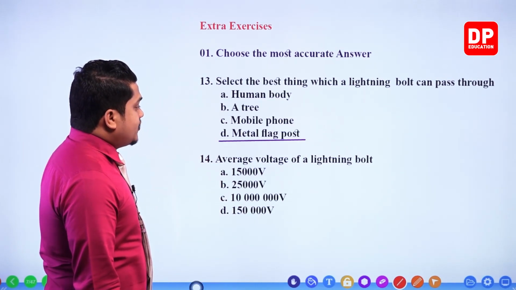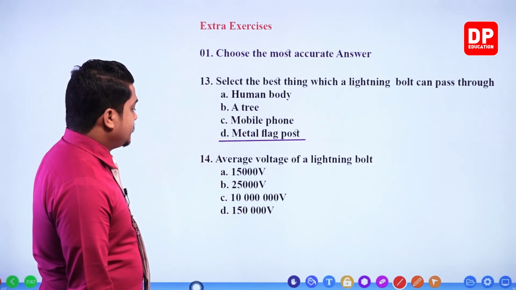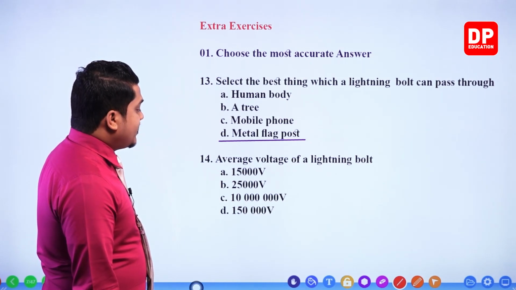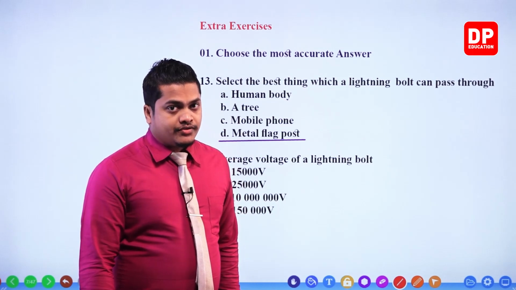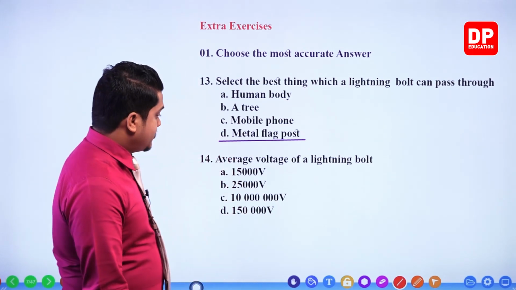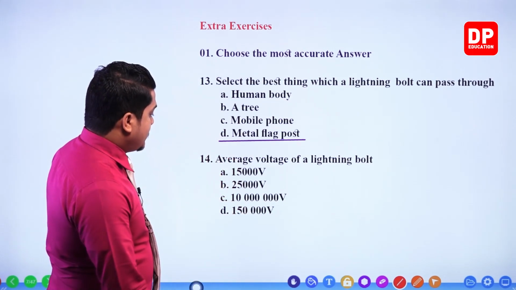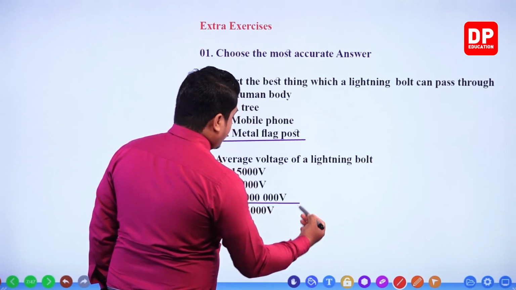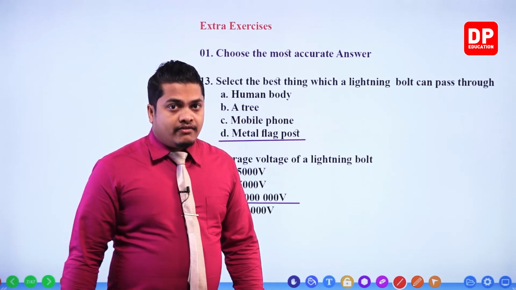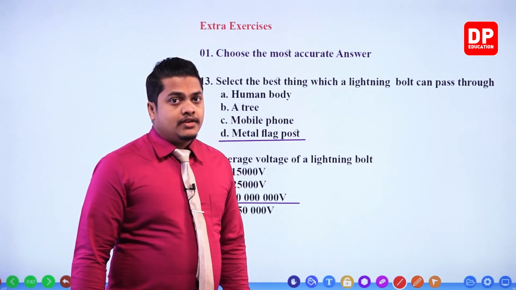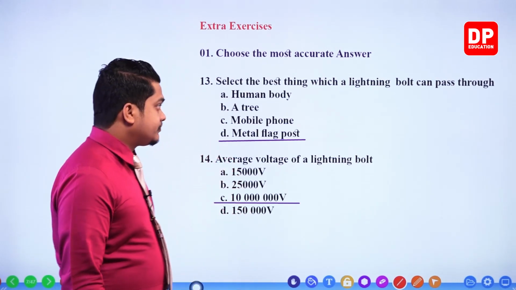Average voltage of a lightning bolt. So, average voltage is around 10 millions of volts, my dear children, right? So, the correct answer would be C, 10 millions of volts. This is the average voltage in a lightning bolt.